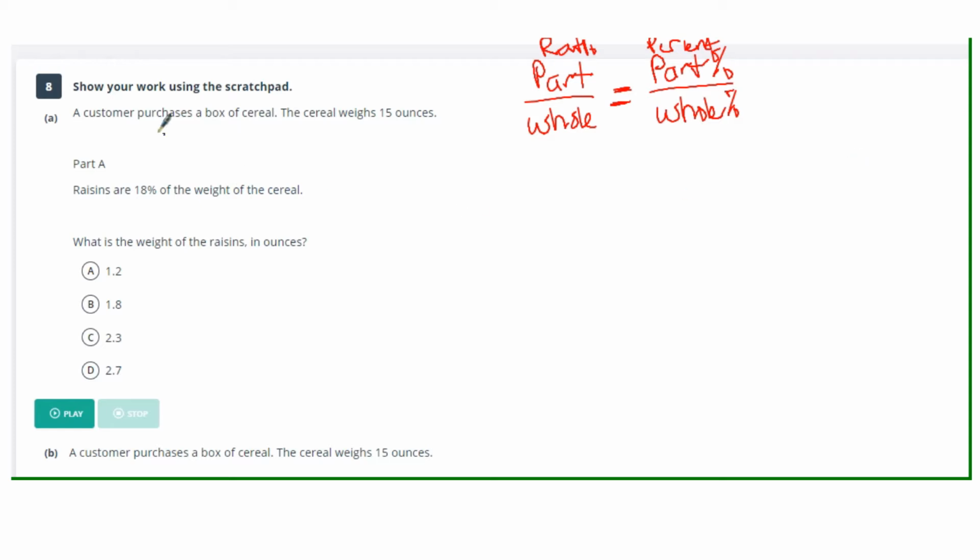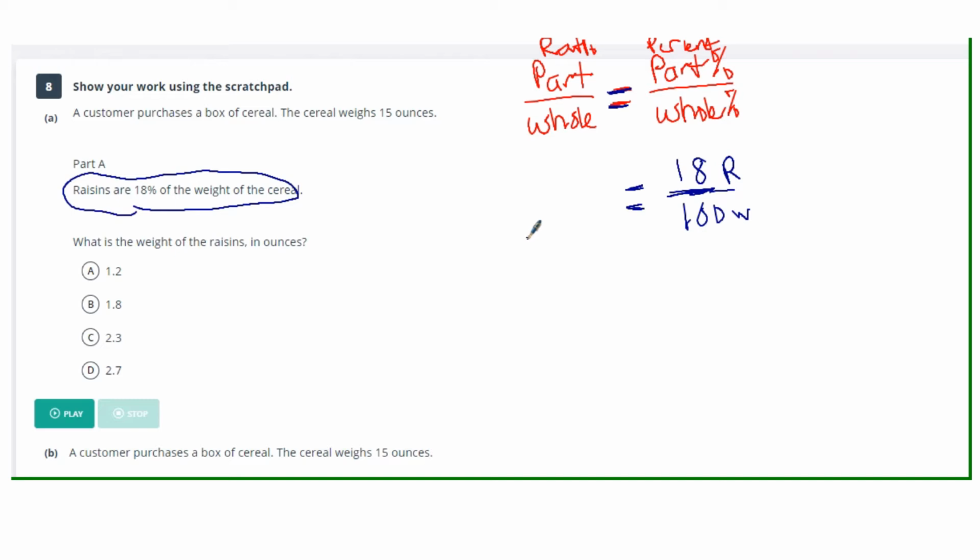So I'm going to come to my question. I'm going to put my numbers in. It says 18% of the weight of the cereal is raisins. So I'm going to put 18% on my percent side. And then I'm going to bring my equal sign down. I'm not just writing the formula, I'm using the formula. So I have 18%. Now this 18 represents raisins, so I'm going to put an R right there, because I need raisins to be equivalent to raisins, and I need the whole to be equivalent to the whole box.